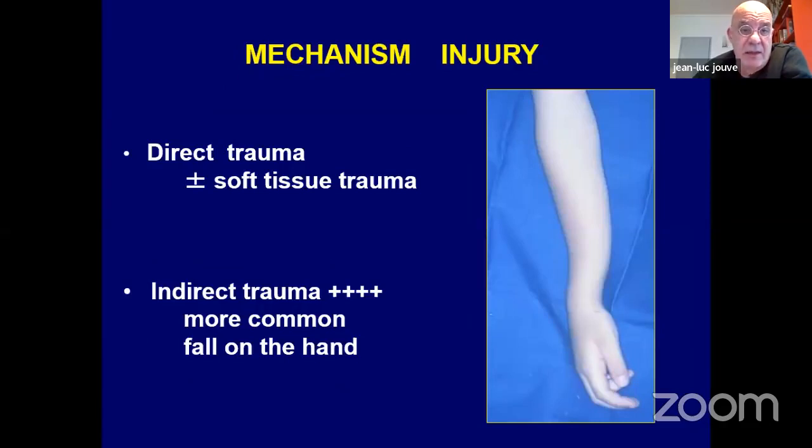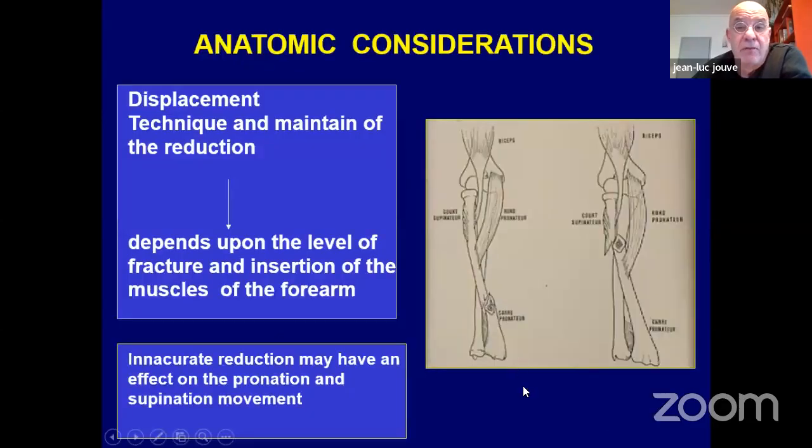The mechanism of injury is direct trauma, and there is soft tissue damage in this case, and a risk of compartment syndrome. But it can also be an indirect trauma, and the most common is when the kid falls on the hand. Considering anatomic aspects, you must know the displacement technique if you want to do orthopedic reduction, and you must know that the displacement depends on the level of the fracture and the insertion of muscles on the forearm.